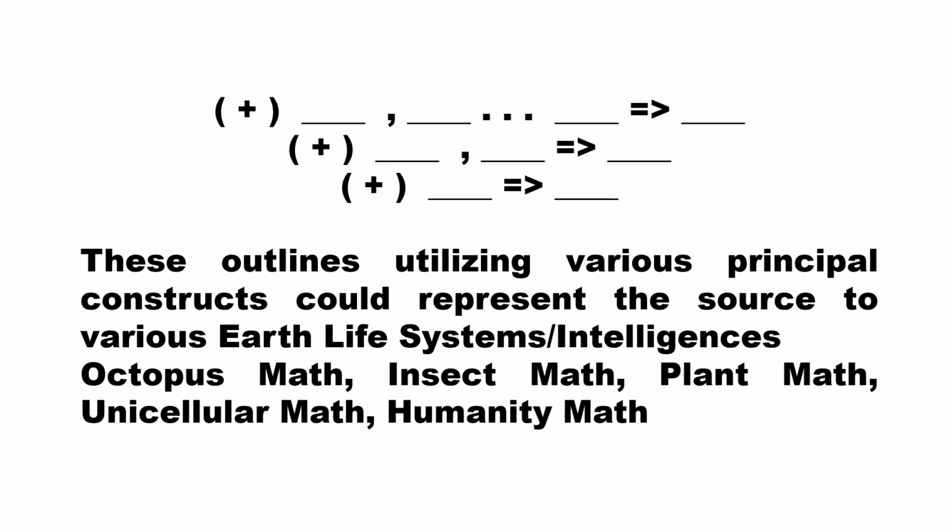These outlines, utilizing various principal constructs, could represent the source to various Earth life systems intelligences, such as octopus math, insect math, plant math, unicellular math, humanity math. I'm trying to show here the options we have mathematically in creating viable knowledge systems on Earth, reducing express systems to a viable principal system. And I'll go to the next slide.